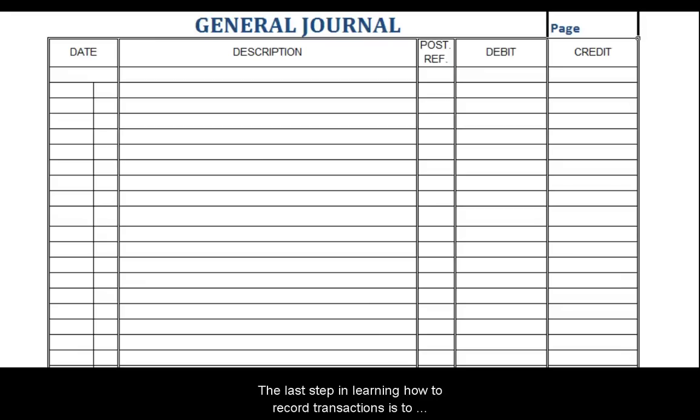The last step in learning how to record transactions is to learn how to use a general journal and a general ledger. Here's what the general journal looks like. Let's record some transactions to see how it works.